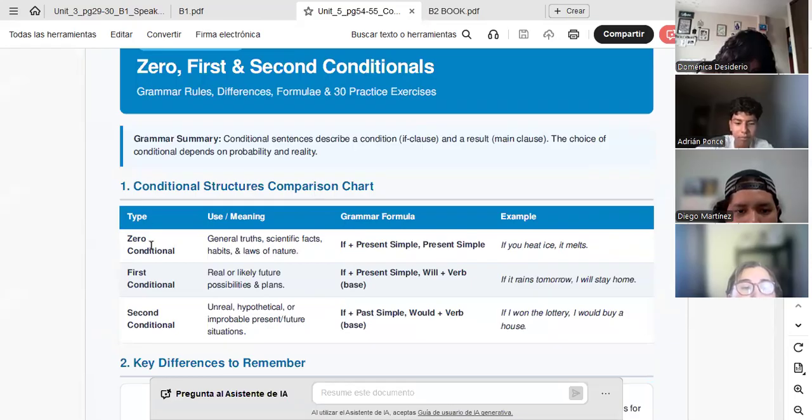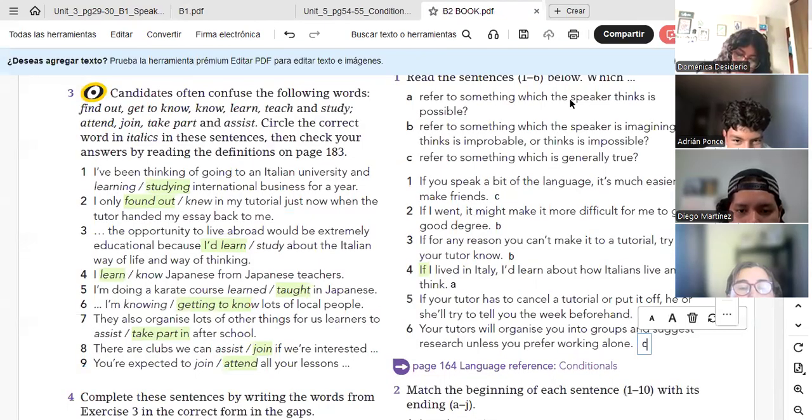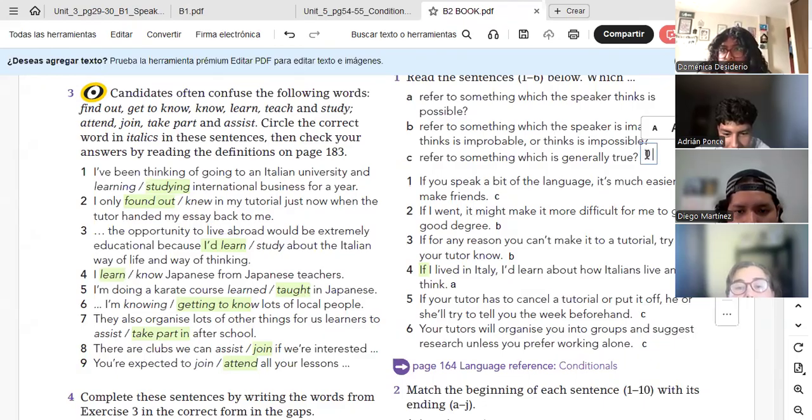So, zero conditional. General truth, scientific facts, habits, and laws of nature. Cosas que son comprobables científicamente o que son verídicas. Zero conditional. So, this definition in here, ¿cuál de estas definiciones A, B o C sería similar a la que nos dieron ahí, a la explicación? Sí. So, this is zero conditional. Okay, well done, Katie.